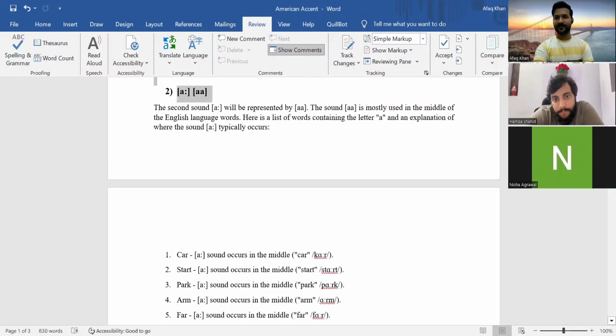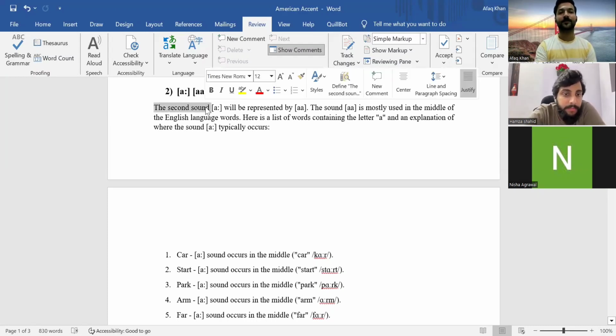Okay, ladies and gentlemen, now we're going to move to the second sound of a single letter, that is A. So we're going to move to the sound "ah." Could you please read with me, guys? Ah. It is the letter A, but it's got the sound "ah." Okay, good job. So could you please read this for me, Hamza?